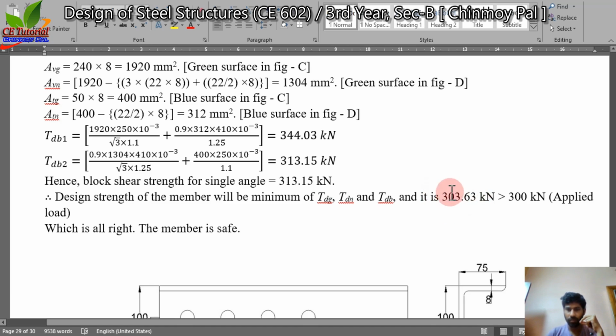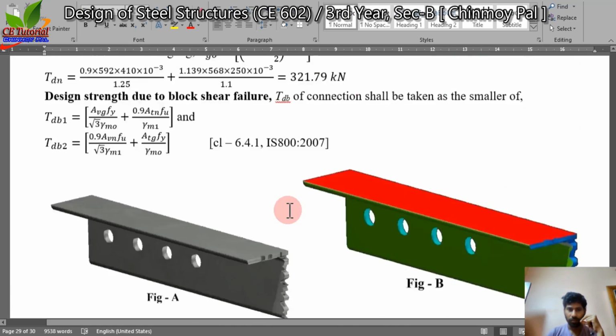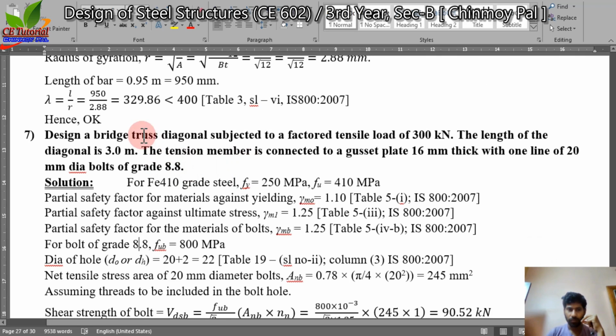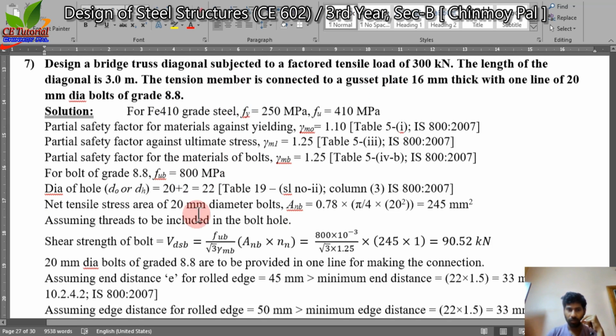So load carrying capacity should not be less than the factorized applied load. So our factorized applied load is 300 kilonewton and our design strength of the member connection is greater than the applied load. That means the design is okay. Now in our question we don't have any other condition that you can check the slenderness ratio. That's why we are neglecting this part. So you can avoid the check for slenderness ratio for this particular problem.